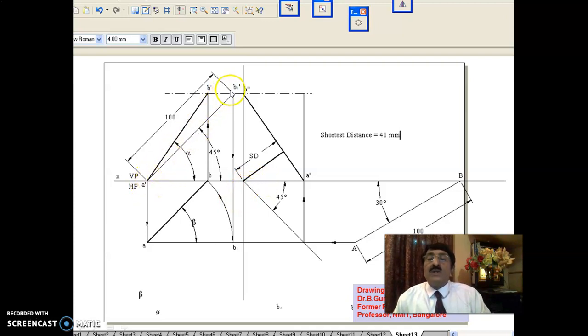Once you draw 100, draw the corresponding top view parallel to the XY line, which you can rotate till it cuts the locus. The locus is the XY line only because end B is touching VP. Once you get AB, take the projector up, and you get A dash B dash. Draw the side view. The side view will look like this. From the intersection of HP and VP, draw a line perpendicular to this line. That will be the shortest distance. You measure it, and it will be 41 mm.